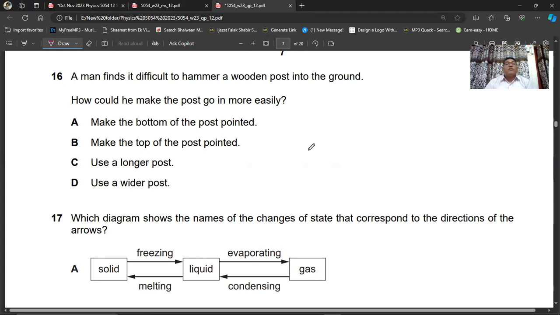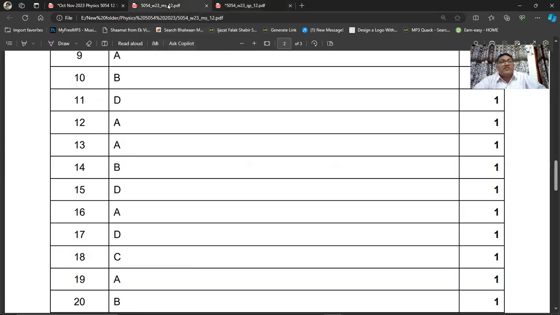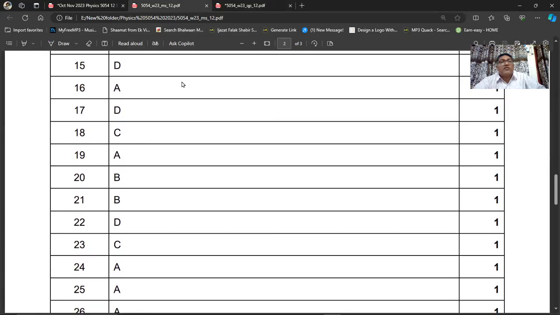Okay, so make the bottom of the post pointed, that is true. Make the top of the post pointed, no, that will not work. Use a longer post, no. Use a wider post, no. So A is the best answer. The bottom of the post must be pointed like the nail. So question number 16, A is the right choice, sir.